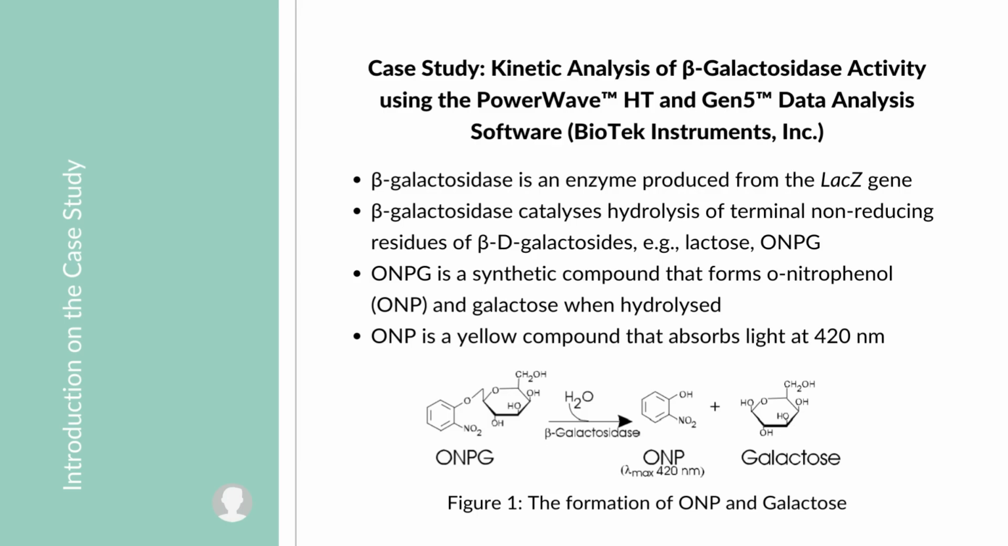Beta-galactosidase is an enzyme produced from the LacZ gene, which can be found in bacterial cells. Beta-galactosidase catalyzes the hydrolysis of the terminal non-reducing residues of beta-D-galactosides, such as lactose, ONPG, or X-gal. ONPG is a synthetic compound that forms O-nitrophenol, or ONP, and galactose when hydrolyzed by beta-galactosidase, as shown in the figure below. ONP is a yellow compound that absorbs light at 420 nanometers wavelength, which is useful to monitor the enzyme activity through an absorbance-based assay.